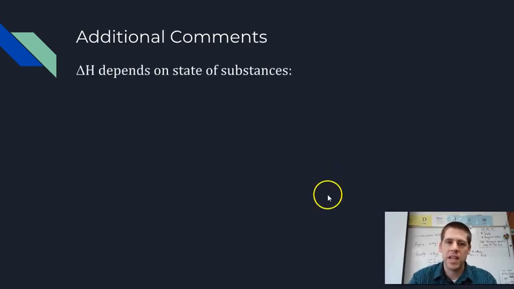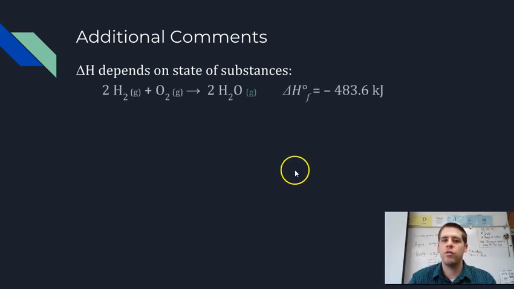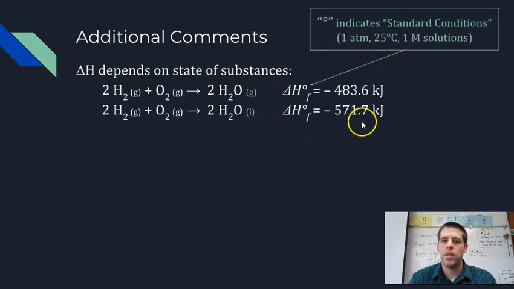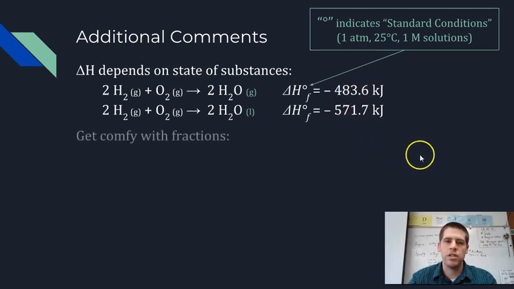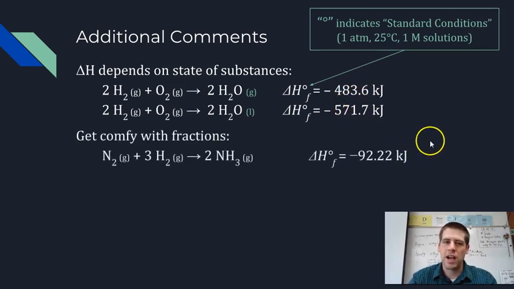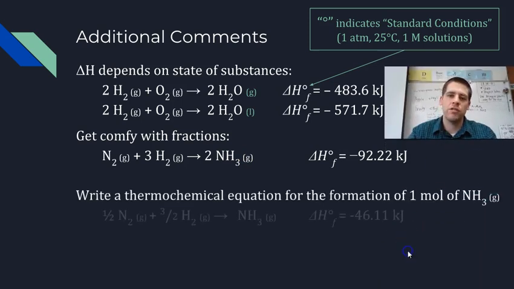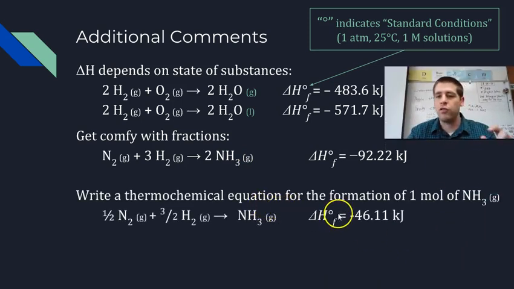A couple other side notes. Delta H depends on the state of the substances. So if we're forming water as a gas, that's different from if we're forming water as a liquid. They require different amounts of energy. You also need to get used to fractions. Like, let's say we have this example, the production of ammonia. This is the Haber process. And if we want to write a thermochemical reaction for this, for the formation of ammonia, that's always written for the formation of 1 mole. We're going to have to use fractions. And we'd have to take the delta H divided by 2 as well.